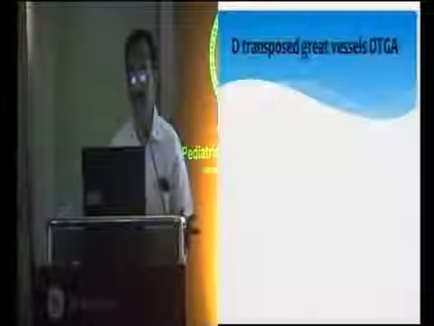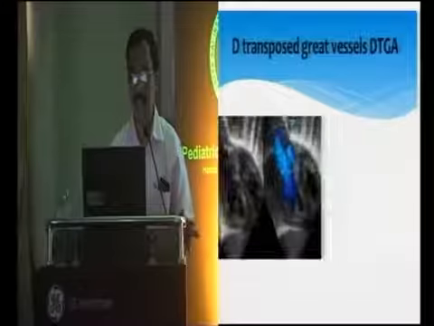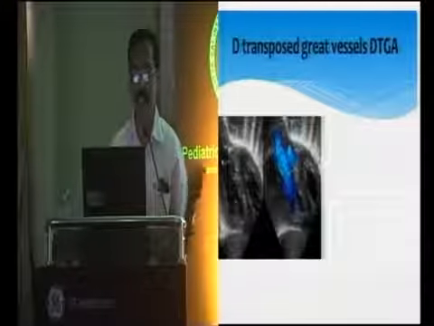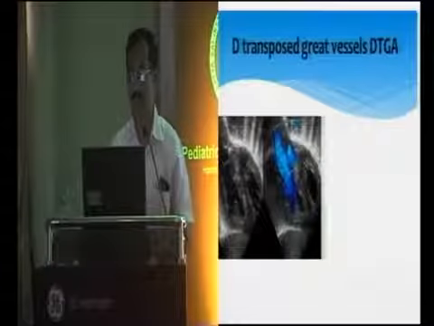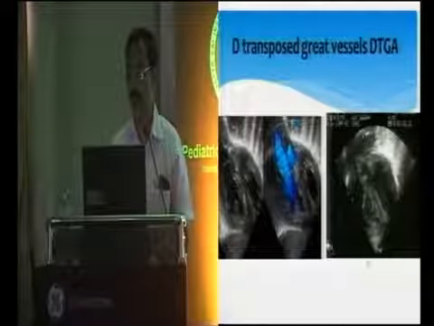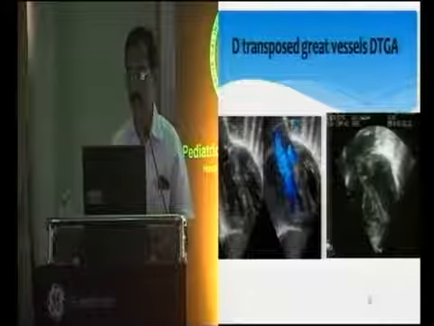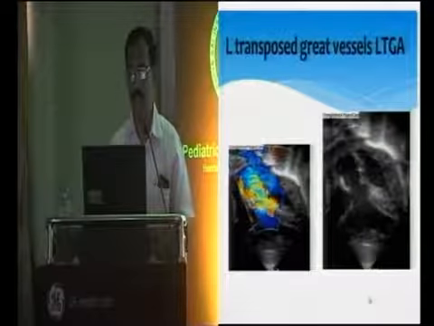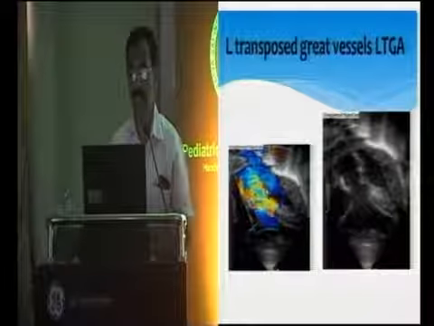When you have malposed great vessels, you can have either a D transposition, when the aorta is on the right, the D-posed aorta, and it can be an L transposition when the aorta is left-sided, the L-posed aorta. The transposition essentially means ventricular-arterial discordance.